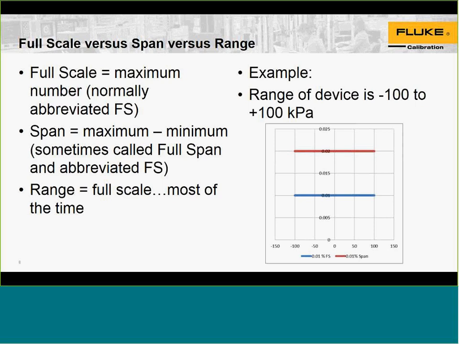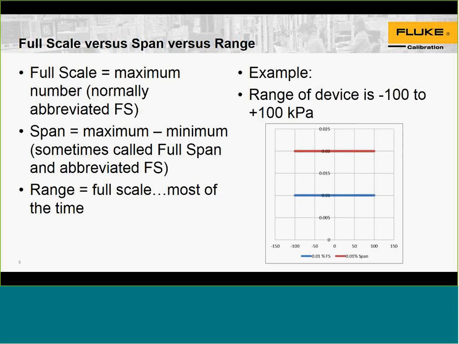Full scale versus span and range. Some manufacturers interchange these terms, or use the same term for all types of sensors. I'm going to try to break it down into the three cases which I normally see in the industry. Full scale is normally abbreviated as FS, and is typically the maximum pressure of the range. It is the most positive value if it's a positive sensor, or if it's a negative gauge only sensor, it could be the most negative value, but it's usually the maximum number. Span is typically maximum minus minimum.